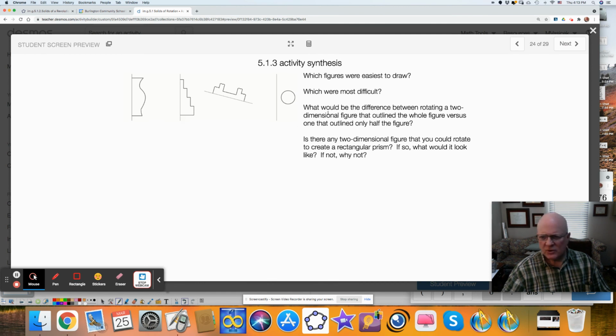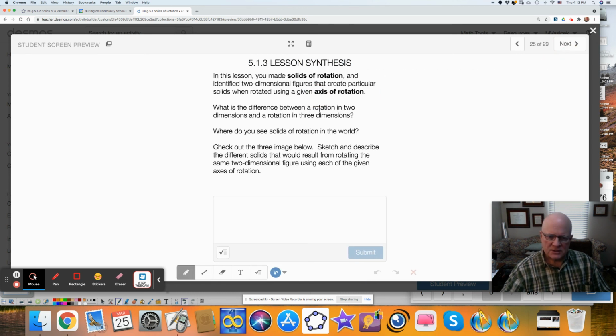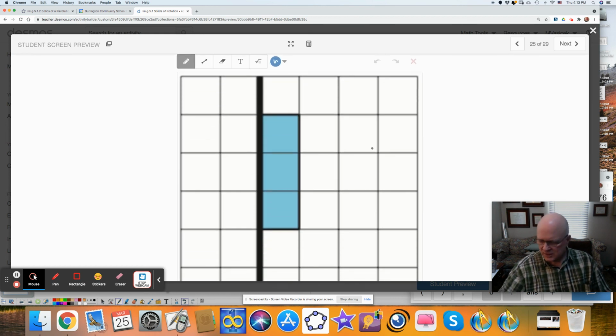Which was most difficult? What would be the difference between rotating a two-dimensional figure that outlined the whole figure versus one that outlined only half the figure, and so forth? There's some questions for you to answer. And the lesson synthesis, today we're just rotating figures. Now, in the first one, it says to rotate this around the axis. I'll do this in a different color so you can see it. I rotate it around like this, and on here I have this solid, and this will be dashed, and you can see I get a cylinder.